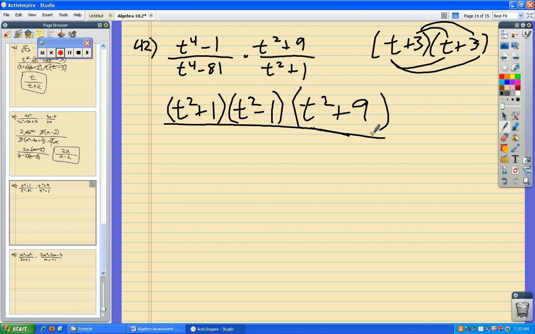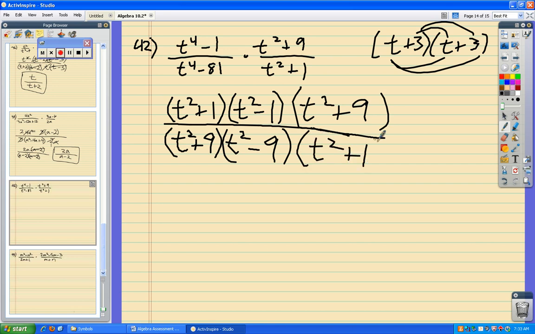t to the 4th minus 81. They have nothing in common. It's a minus though, so we can go 2 sets of parentheses. t squared and t squared to give me t to the 4th. We need an 81. Plus 9 minus 9. Okay, that's fine. Same with the bottom. t squared plus 1 cannot be factored, so we'll just leave it.